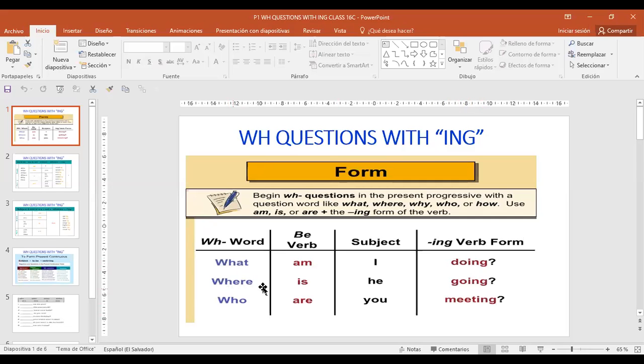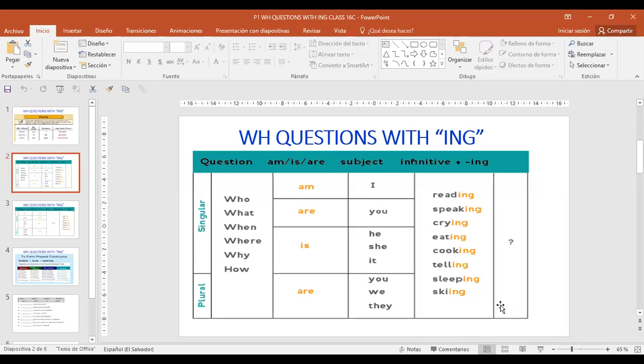Next example, where is he going? WH. Correct form of the verb to be for he, and then the main verb with the ing. Who are you meeting? WH, the correct form of the verb to be for the subject you, and the main verb with the ing. Okay, so that's the structure.